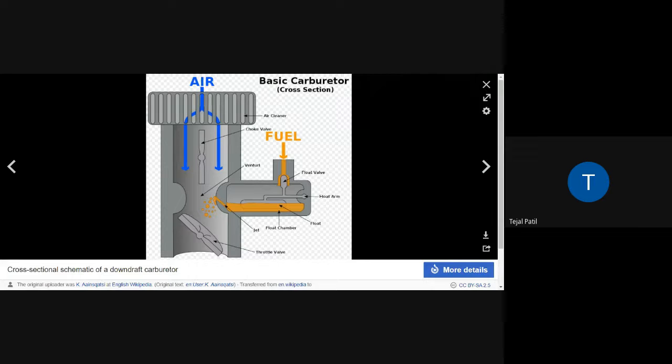Now let's move back to the previous question: why are we not using the same system? Let's say we have a petrol engine and we try to use diesel in it. What is going to happen? See, diesel has a very high viscosity. It is very viscous in nature, and when you try to pass it through this carburetor, it will be very difficult to convert it into very fine droplets because of its viscosity. And if the droplets are not fine, you can't ensure proper mixing of the air and fuel.